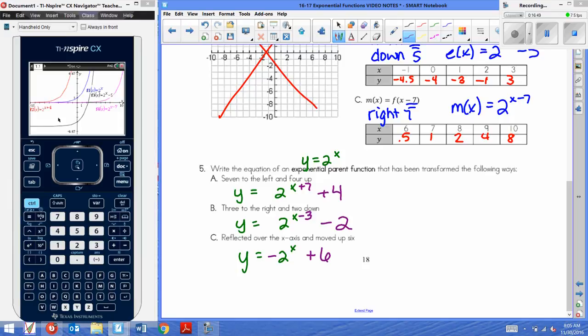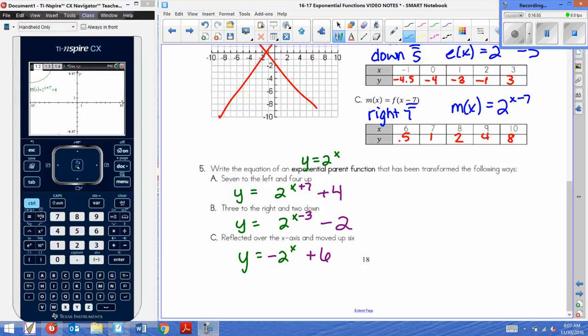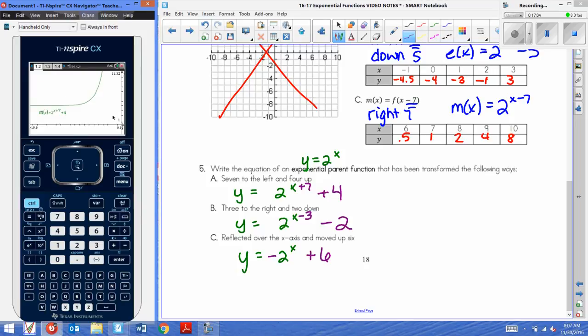All right, lastly, let's go ahead and show the checks on our calculator. Okay, so here I have my part A, 7 to the left and 4 up. We can see that it has taken our parent function that's usually here and moved it 7 to the left and 4 up. Next, we have 3 to the right, so we've moved 3 to the right and 2 down to see our new orange function for part B. And lastly, part C means we flipped it and moved our function up 6 spaces.